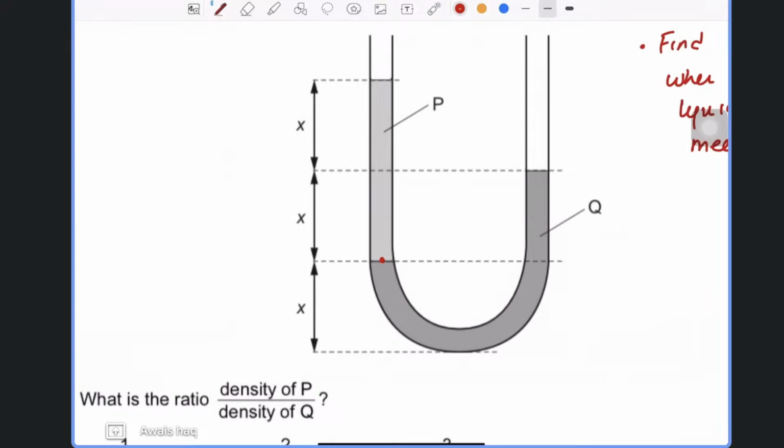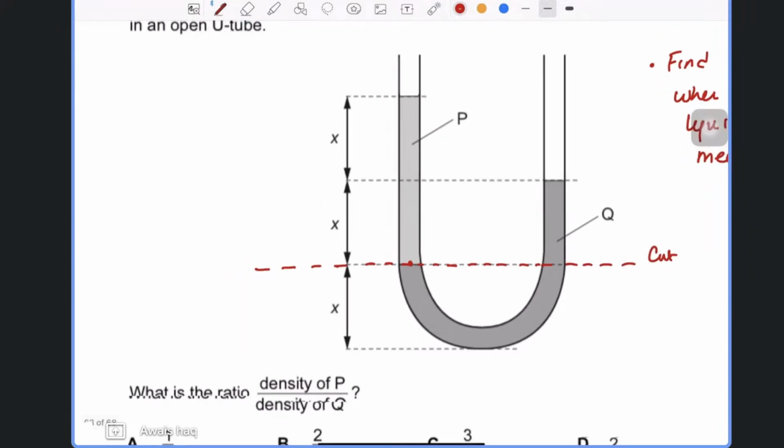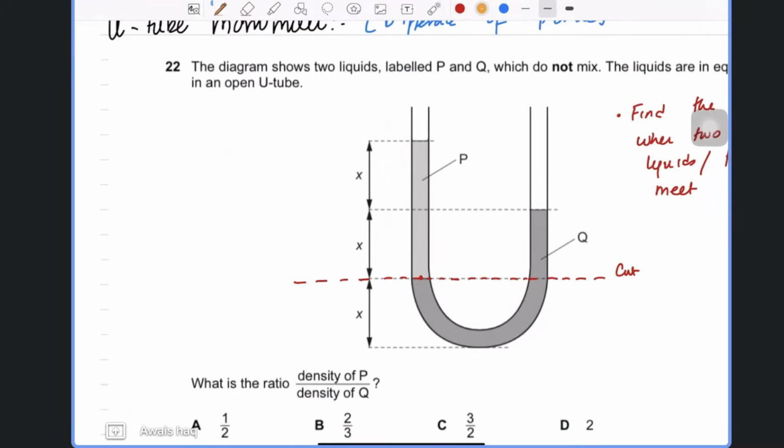Yes. Which means I'm going to use this section and I'm going to cut it from here. When you cut it, you would realize that this whole liquid has the same pressure as this much of liquid. So at this level, both ends have same pressure. Do you guys understand this?